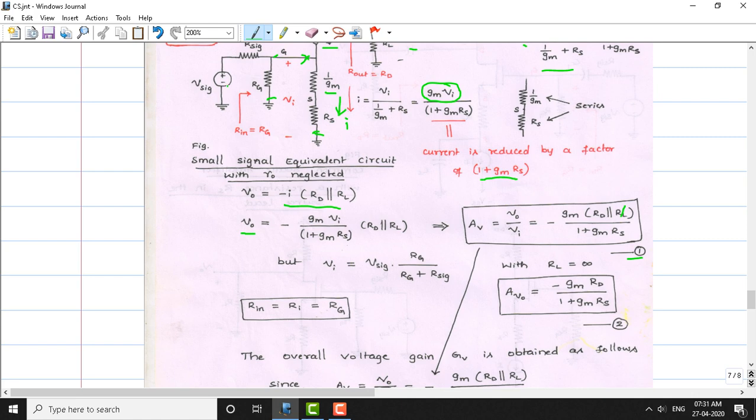Now to obtain the expression for input resistance: input resistance is the resistance looking between the terminals gate and source. So from the circuit we can see that it is nothing but Rg. Therefore Rin, which is Ri, equals Rg.